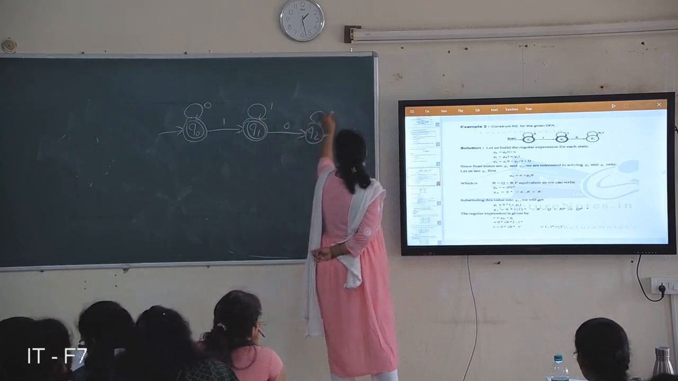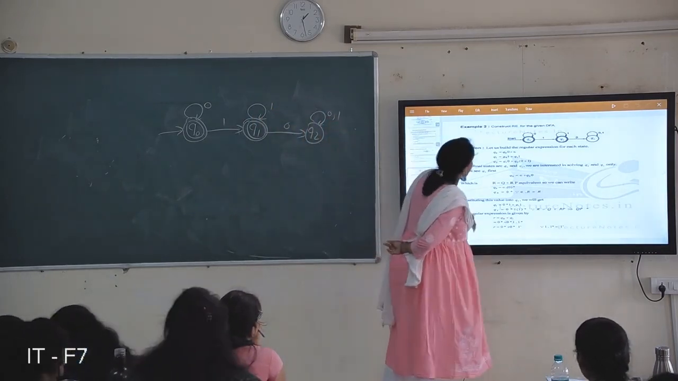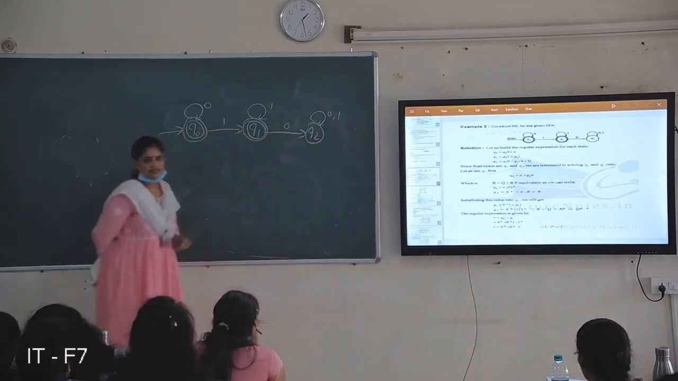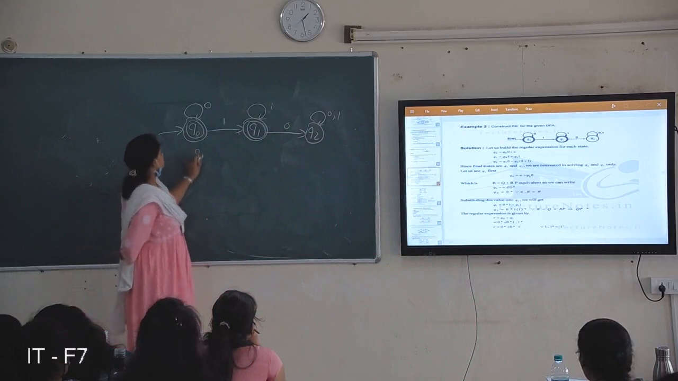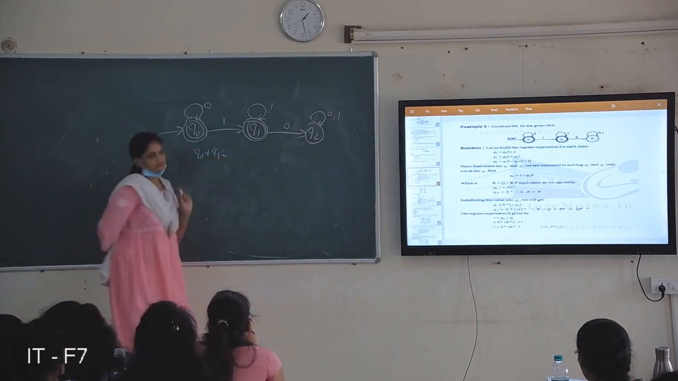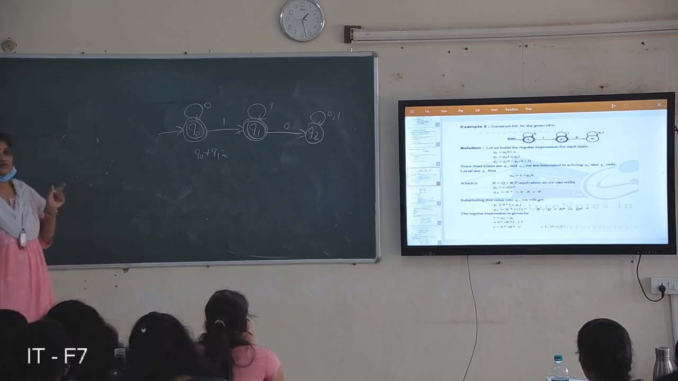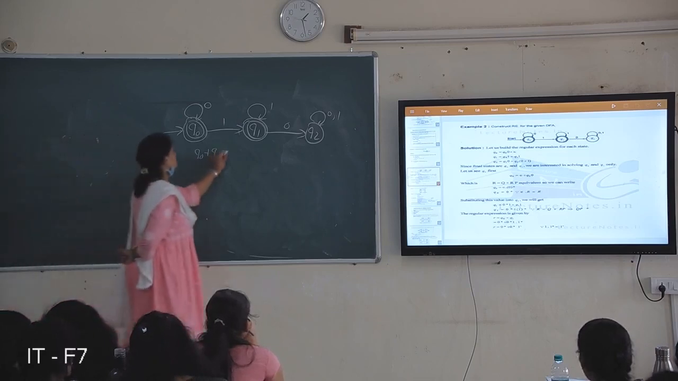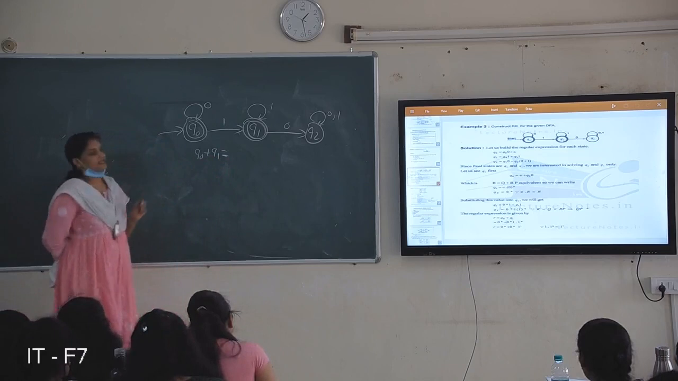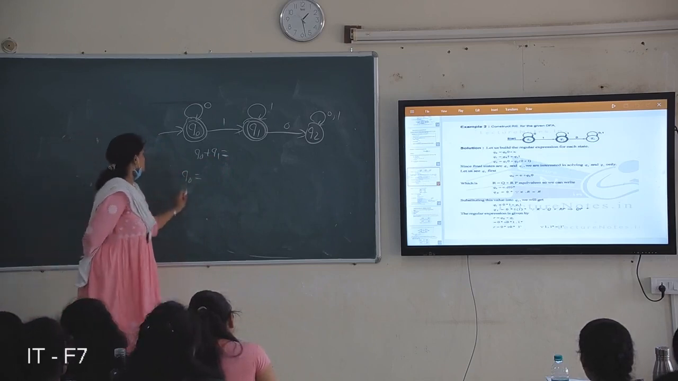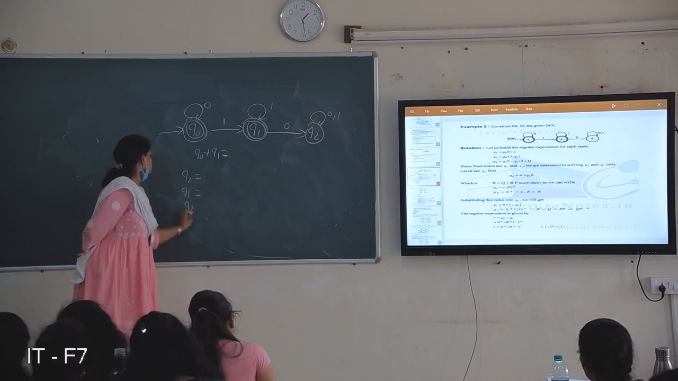Q2, 0, 1. Yeah, here two final states are there. So you have to find Q0 plus Q1. So for the two final states you have to find the formula, Q0 plus Q1 value you have to find out. So first of all, there are three states. So write first three equations: Q0 equation, Q1 equation, Q2 equation.